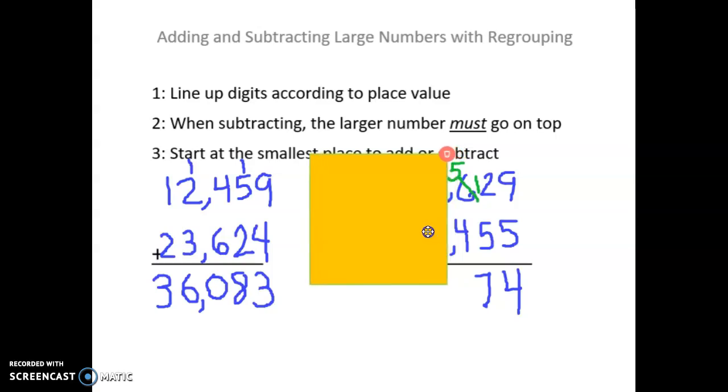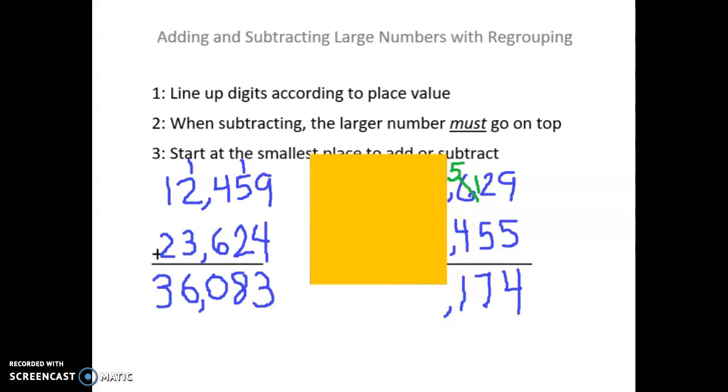Now I can move on to my next place. Don't forget that in the hundreds place, we only now have 5 hundreds. We no longer have those 6 because we had to give some to the tens place. So I'm going to subtract the 4 hundreds from the 5 hundreds we now have. 5 minus 4 leaves me with 1 hundred.